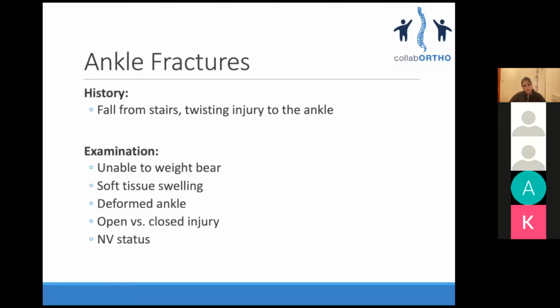So I'm just going to now go through different types of fractures, and I will be asking questions.